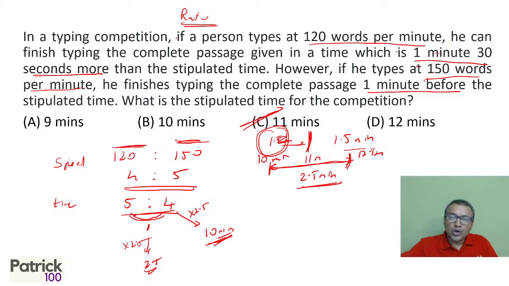You can also use options. I mean you can use the same thing: 1 minute before, so it will be 10 minutes, 1.5 minutes after, it will be 12.5 minutes. The ratio is 4:5. From that also you can get the answer.